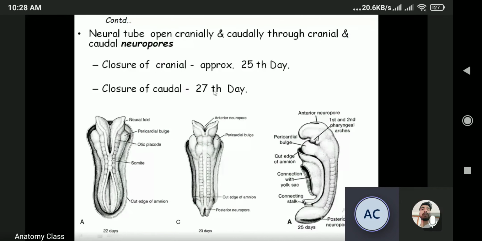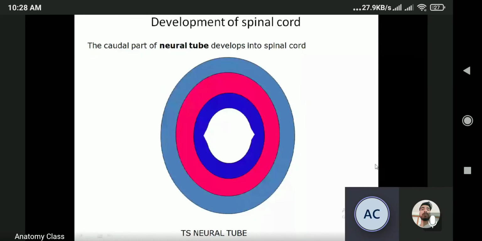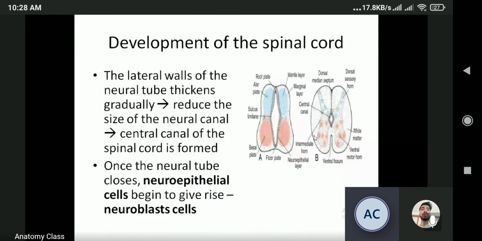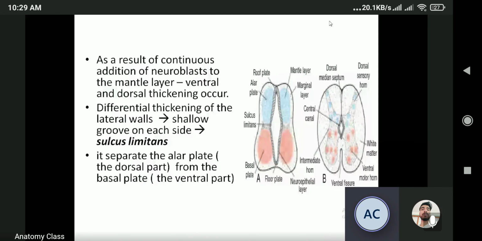And what are the structures we have discussed, and how the spinal cord is formed in the lateral wall of the neural tube. It is thickened neuroepithelium. It first forms the neuroblast cells and it gives the mantle layer and marginal layer. This is white in color and this is the mantle layer, and all the alar and basal lamina are forming over this mantle layer.